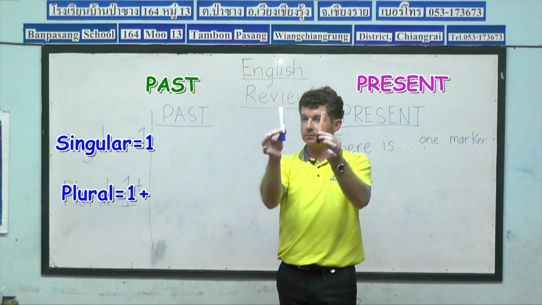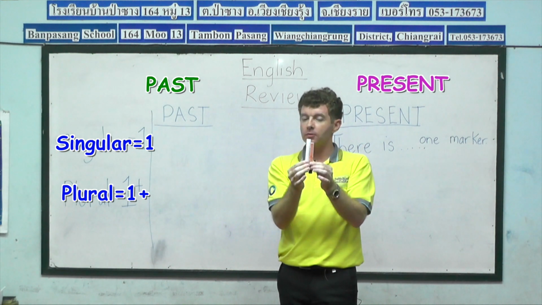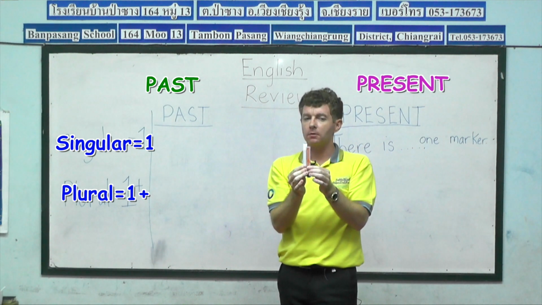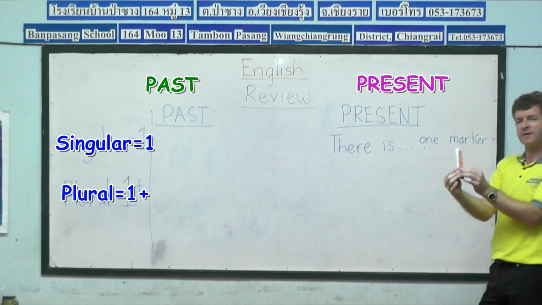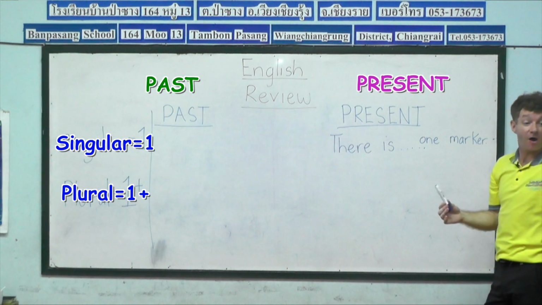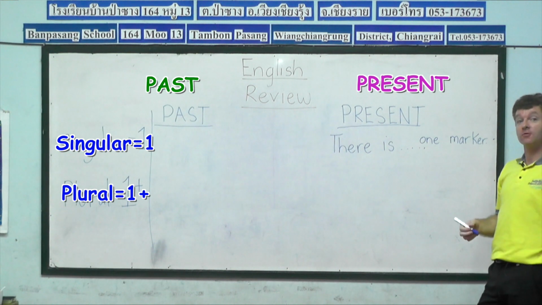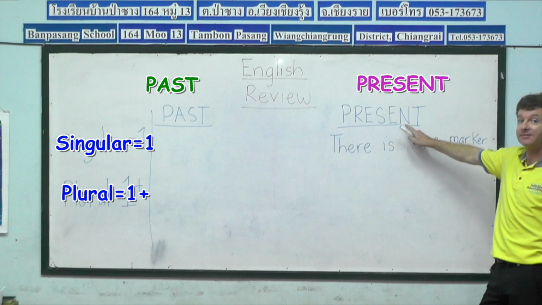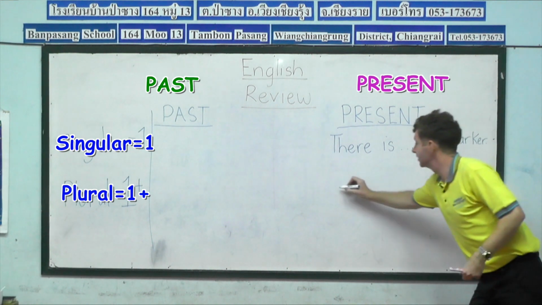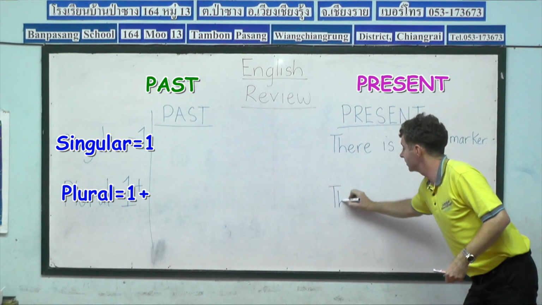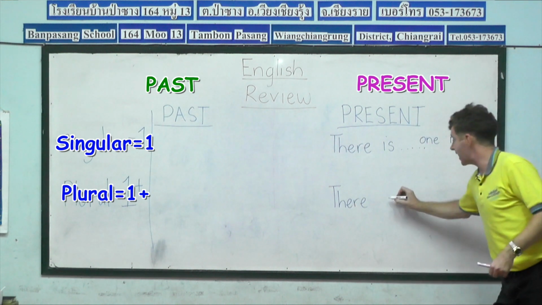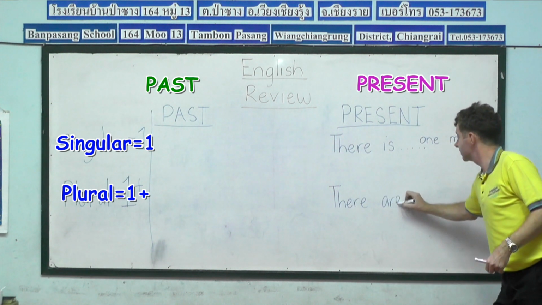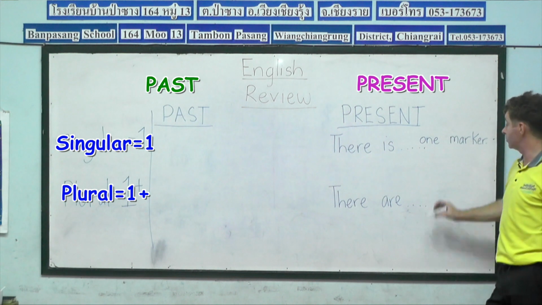But as soon as we turn it into more than one, it becomes plural. So will we still say there is? What do we say? There are. Excellent. As soon as we go from singular to plural in the present tense, there, how do we spell R, guys? A-R-E. A-R-E.